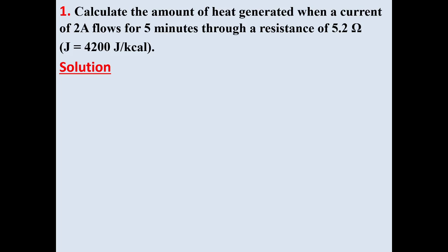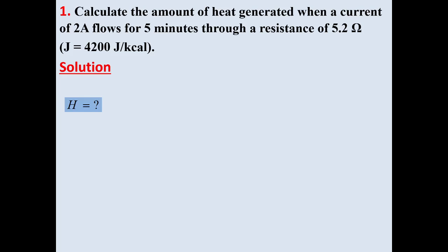So let us have the first problem. Calculate the amount of heat generated when a current of 2 ampere flows for 5 minutes through a resistance of 5.2 ohm. Joule's constant is given as 4200 Joule per kilocalorie. So let us write the given things first. We have to calculate the amount of heat generated, that is capital H.